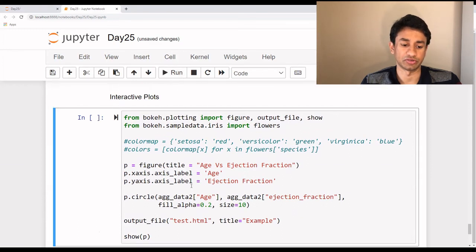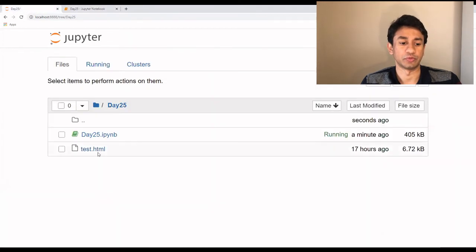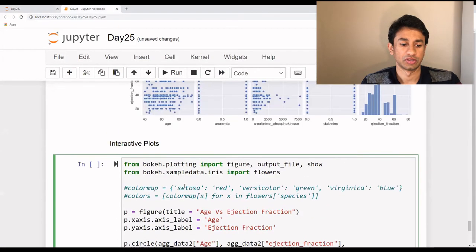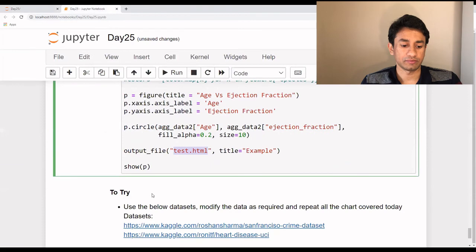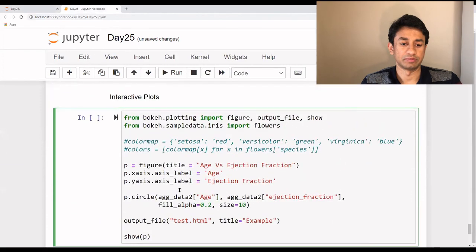So what would happen is this would create an output file named test.html. This would be present in the folder here. As you see here, the test.html is here. This would bring up the output in a browser, where we can zoom in, zoom out, and it even allows the user to download it as an image from the browser.